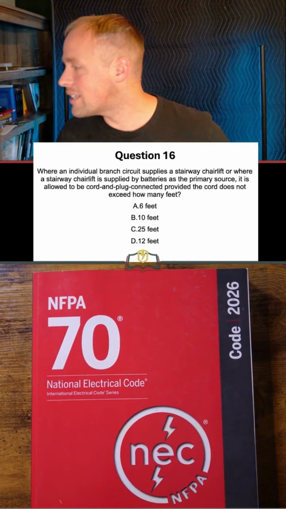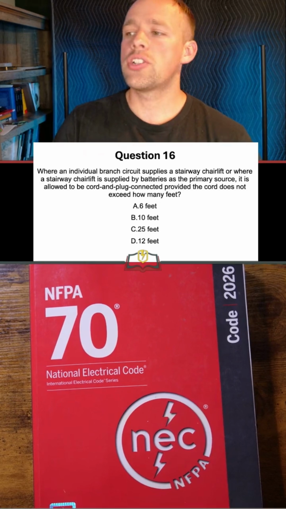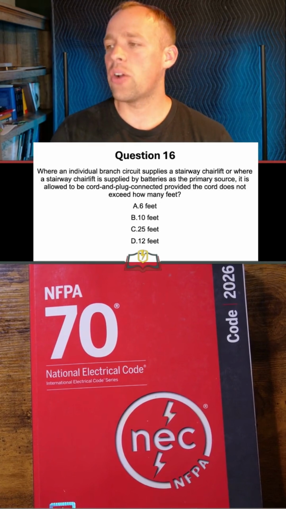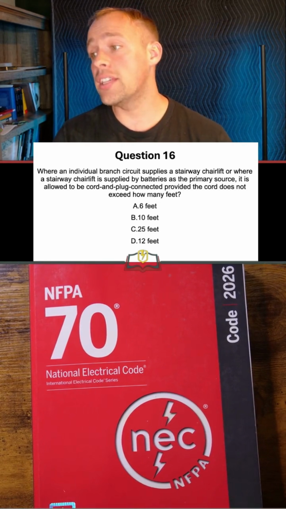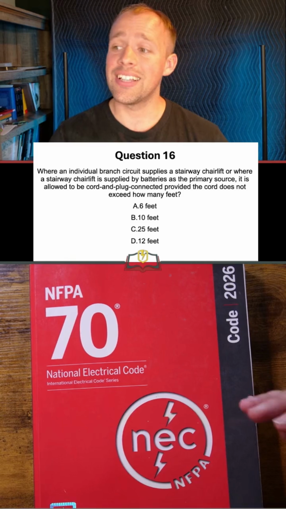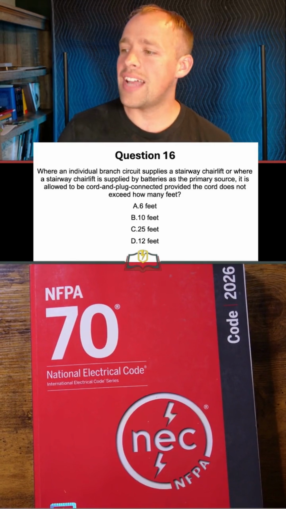But for now, guys, let's move on to question 16. Where an individual branch circuit supplies a stairway chairlift, or where a stairway chairlift is supplied by batteries as the primary source, it is allowed to be cord and plug connected, provided the cord does not exceed how many feet?